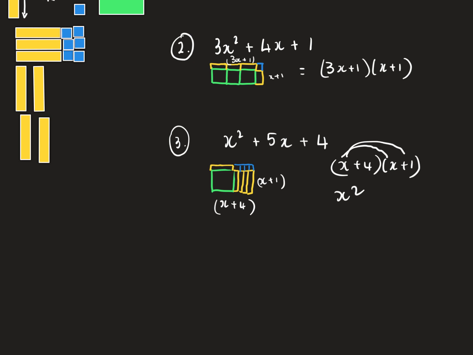x squared, 1x, 4x, 4. Collect like terms: x squared plus 5x plus 4. We are correct. Okay, here's one that uses bigger numbers. Press pause and have a think about how you do this one.